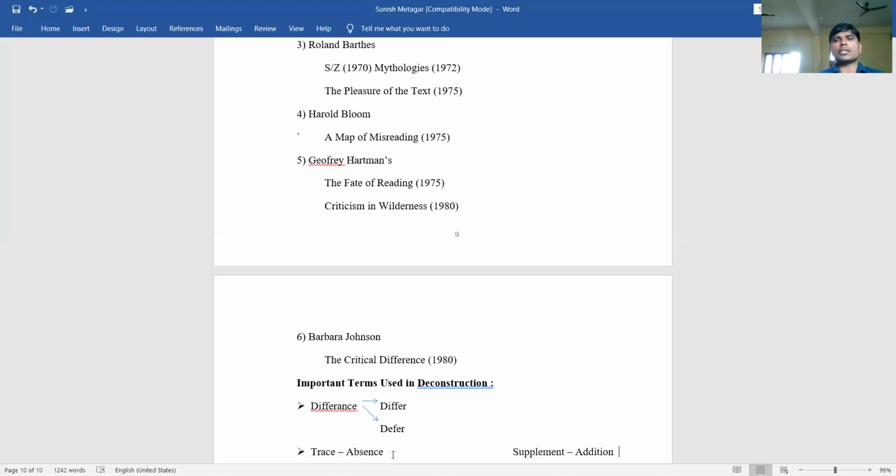So this is about contemporary literary criticism. Actually, I'm not speaking about the context-based criticism. Already I have explained it to a certain extent. I'm not going into detail of those concepts.